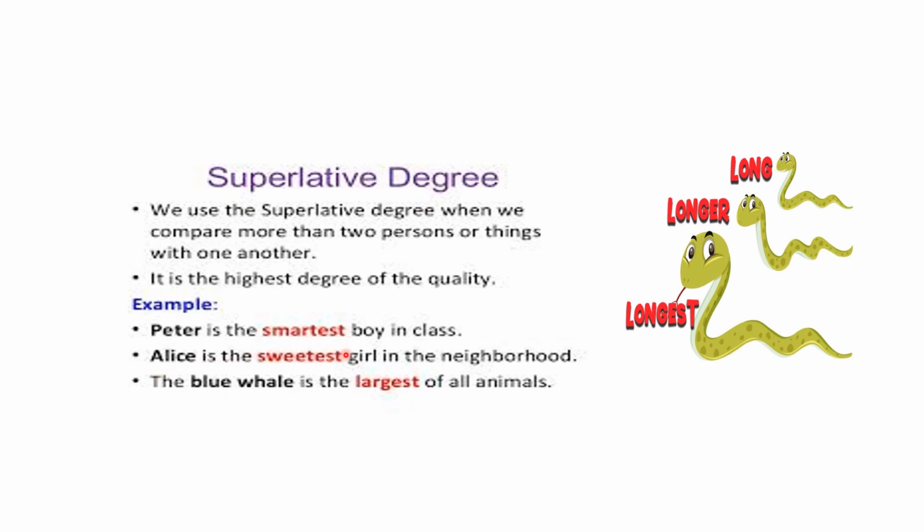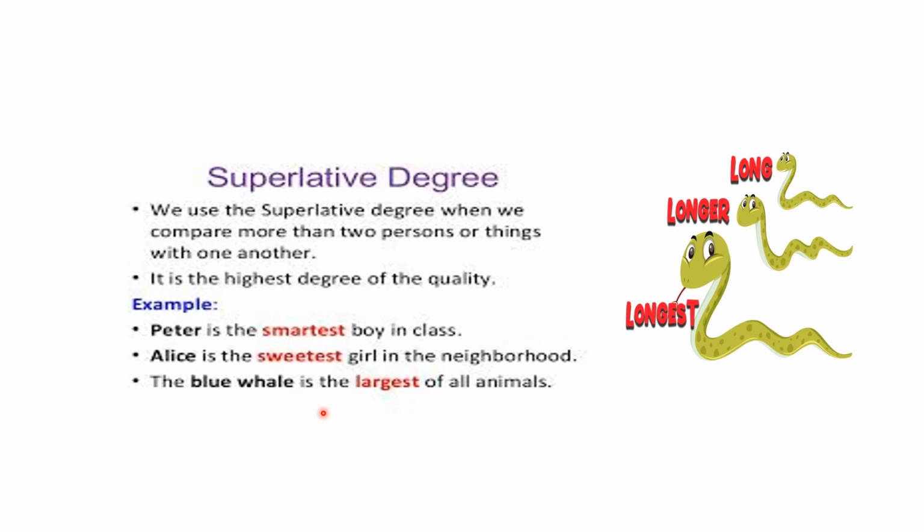Alice is the sweetest girl. Again the is here, est here. In the neighborhood, यानी we are comparing Alice with all the girls who are living in the neighborhood. जितनी भी neighborhood में girls हैं उनसे हम Alice को compare कर रहे हैं. तो Alice is the sweetest, सबसे sweetest है. तो it is the superlative degree. The is here and est.